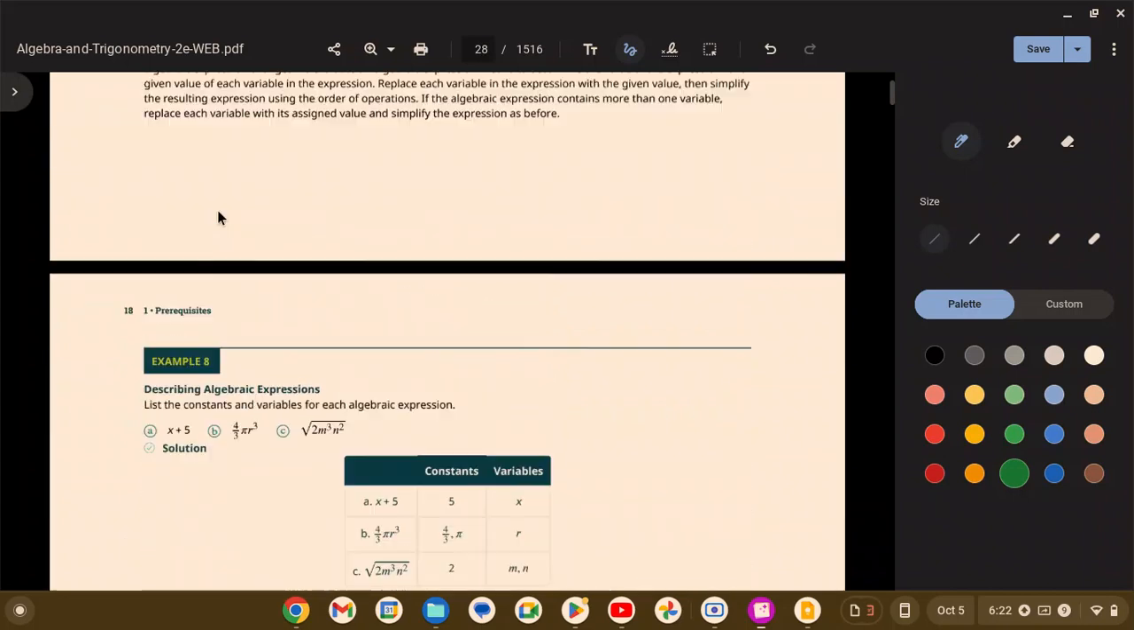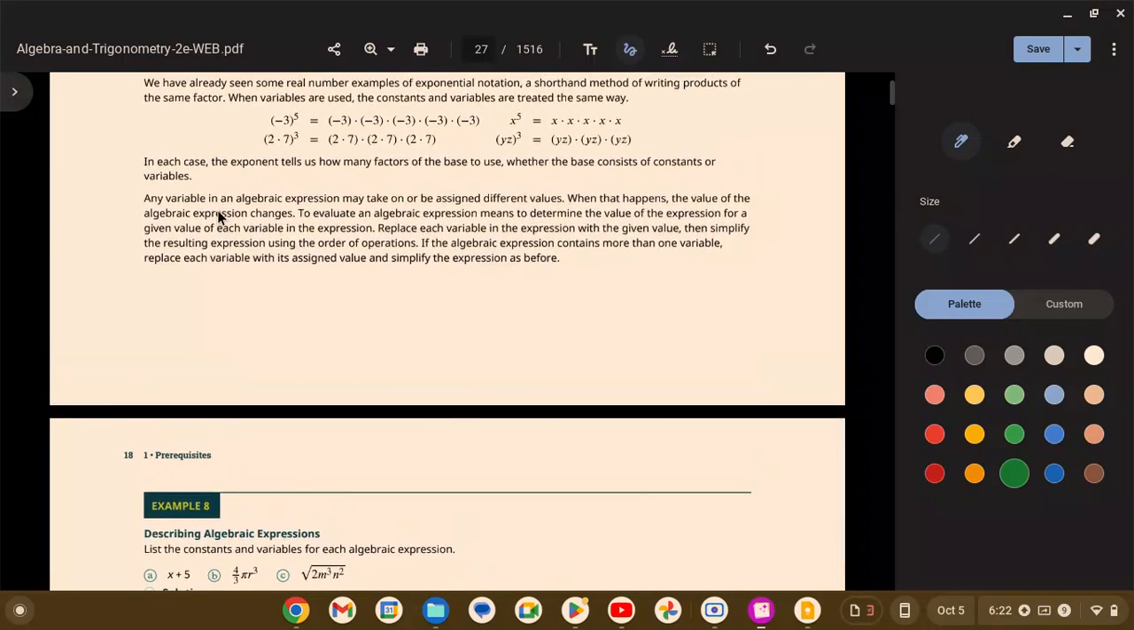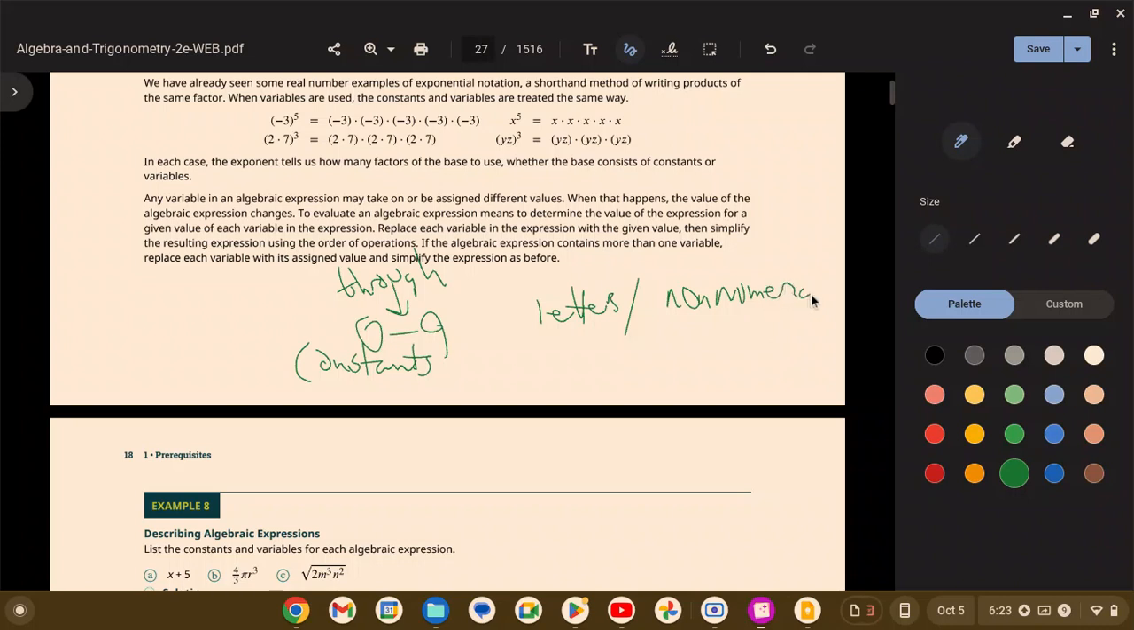Example 8. Describing algebraic expressions. List the constants and variables for each algebraic expression. Well, anything that's not a number, so the numbers, as I defined before, are 0 through 9. Those are constants. And letters, non-numerical symbols, are variables.